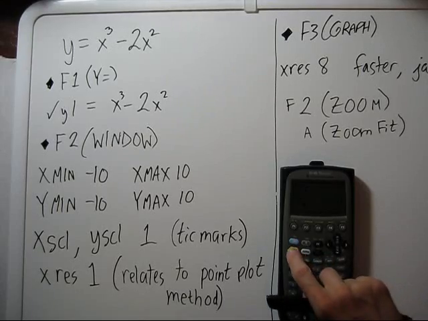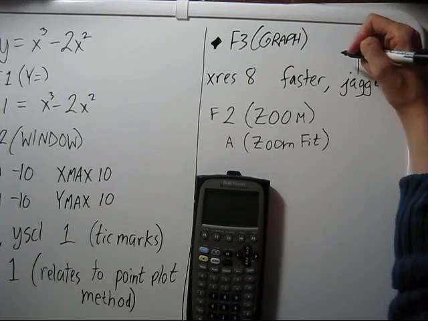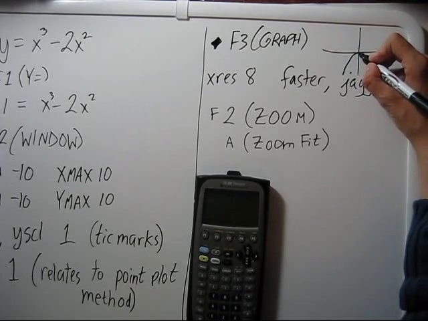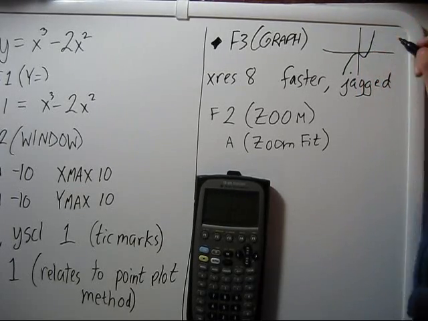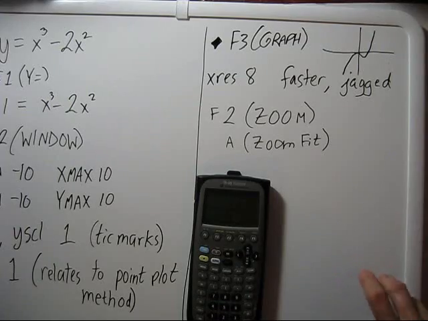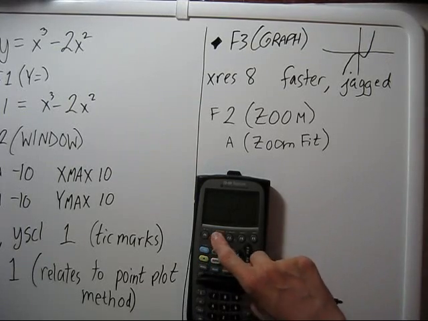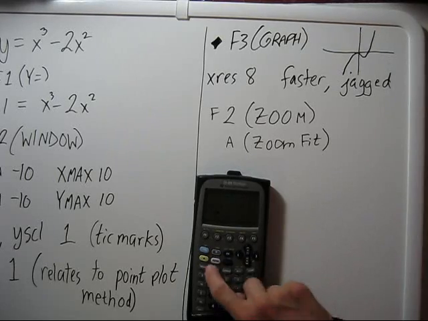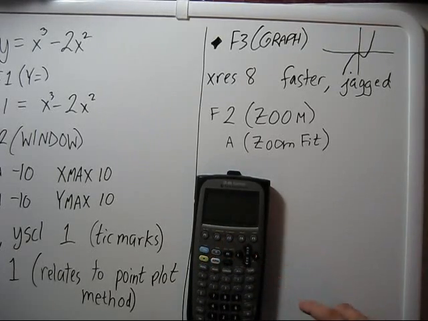Now let's graph it, which is green diamond F3. It looks something like this. Okay, I'll show you what XRes does. Let's go back to Window, change the XRes to 8, and do Graph.